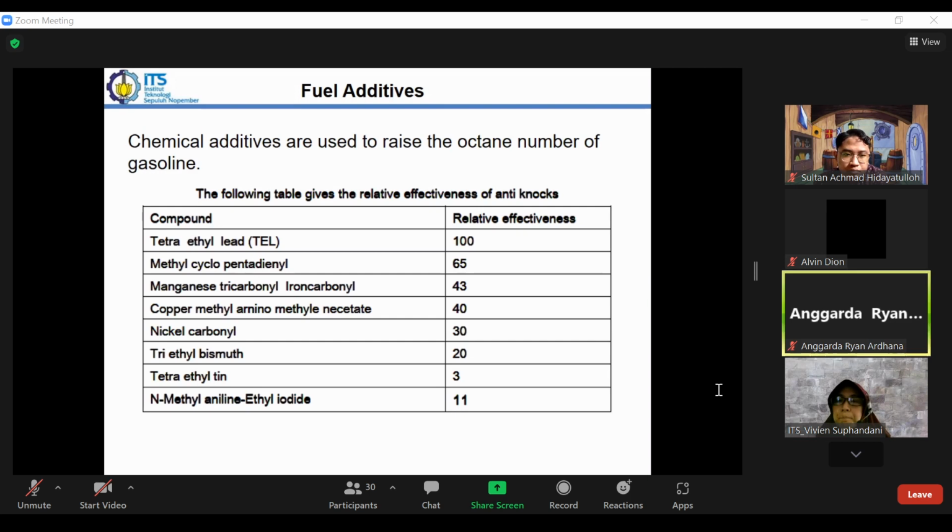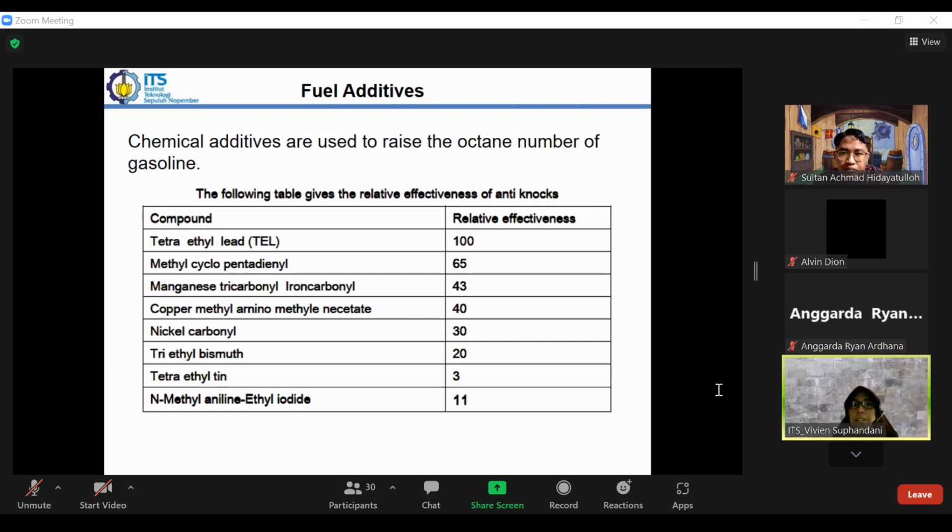Yes, that is the function of the engine: to test, if you want to use additives as well, how the performance is. We tested using that engine and compared the relative value to pure isooctane, which is 100, the ideal one.